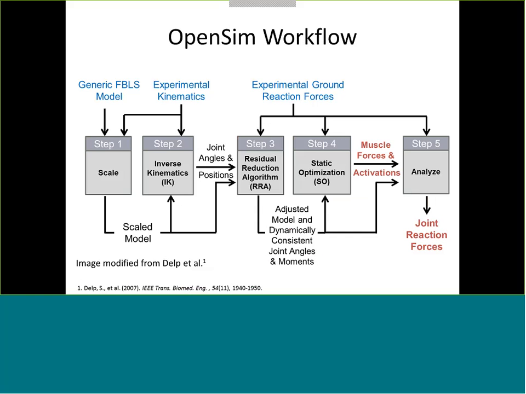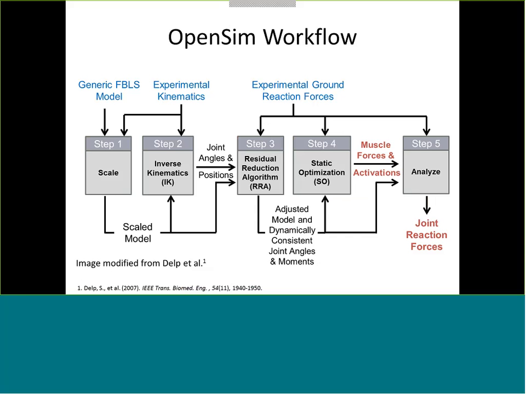This is the workflow that we followed to create each simulation. We started with our generic full-body lumbar spine model, which we then scaled to be the same size as the participant for which we had experimental data. Then we performed inverse kinematics to solve for the model's joint angles and positions that best matched the experimental data.